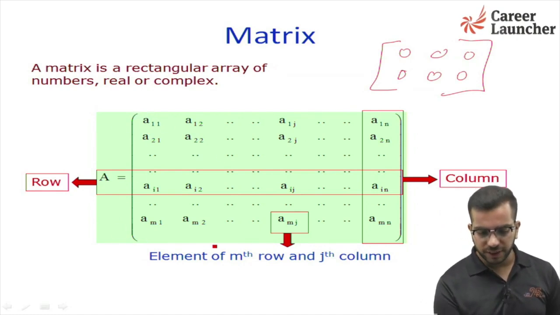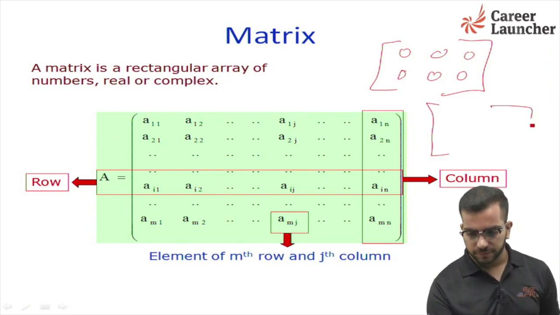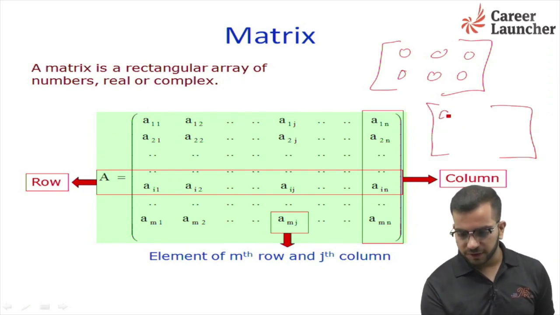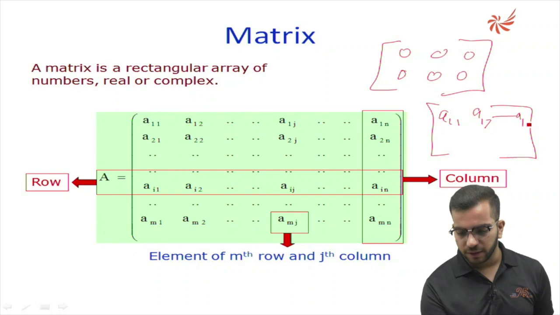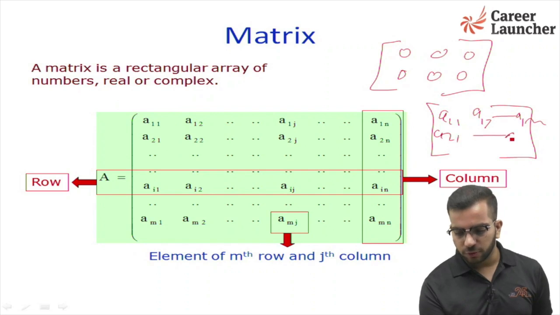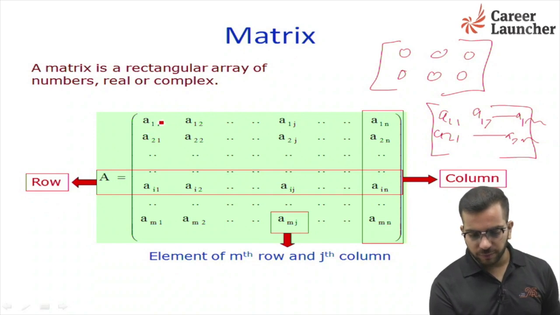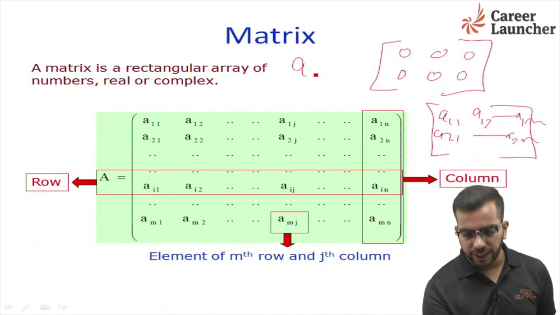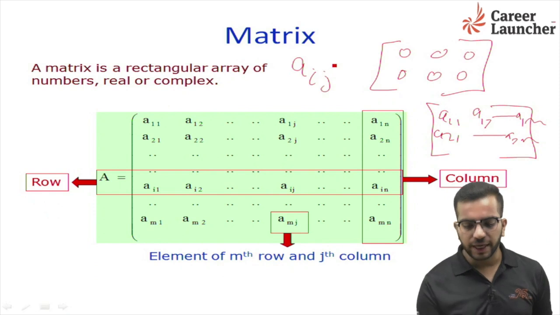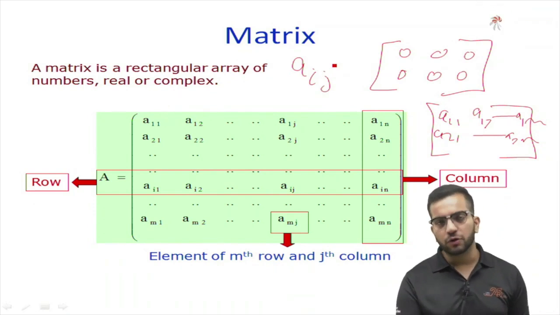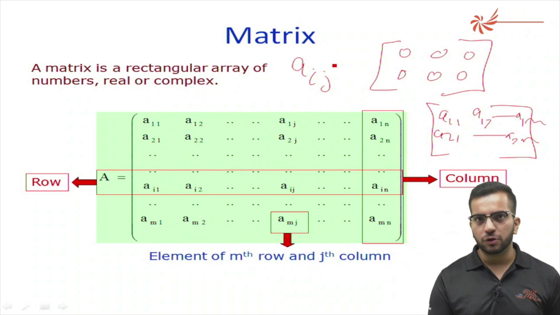So we represent a matrix where the first row is a11, a12, and so on up to a1n. And when we come down to the second row, a21 and so on up to a2n. So the element of a matrix is defined by aij, where i and j can be any number according to the number of rows and columns you are choosing.